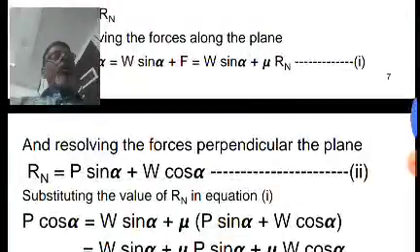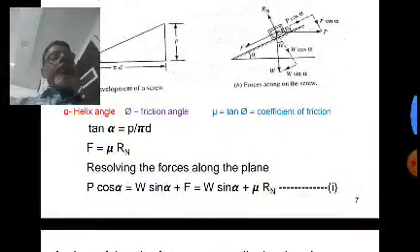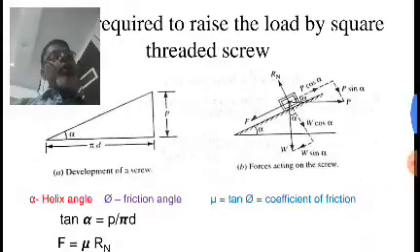Now again we are resolving this perpendicular to the inclined plane.